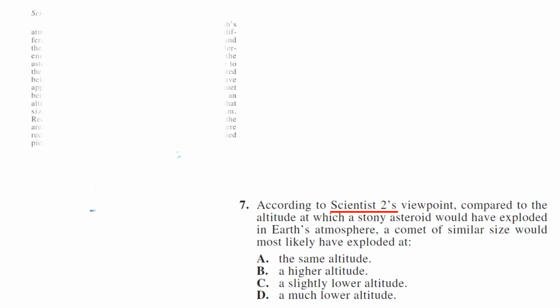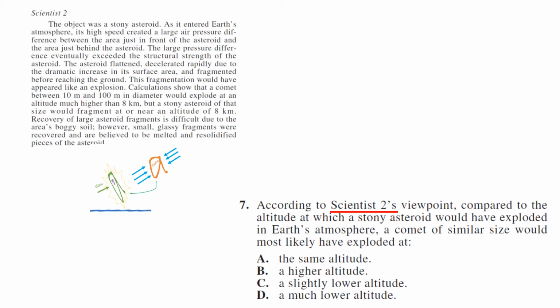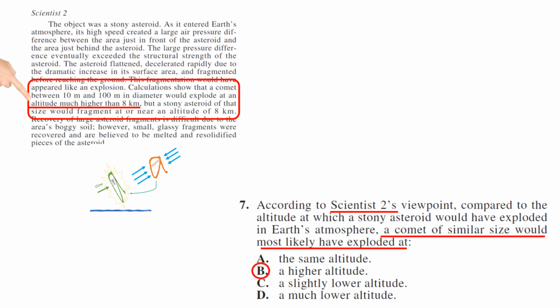According to scientist 2's viewpoint, compared to the altitude at which a stony asteroid would have exploded, a comet of a similar size most likely would have exploded at. And it tells us in the reading that a comet would explode at an altitude higher than 8 kilometers. So a higher altitude, B.